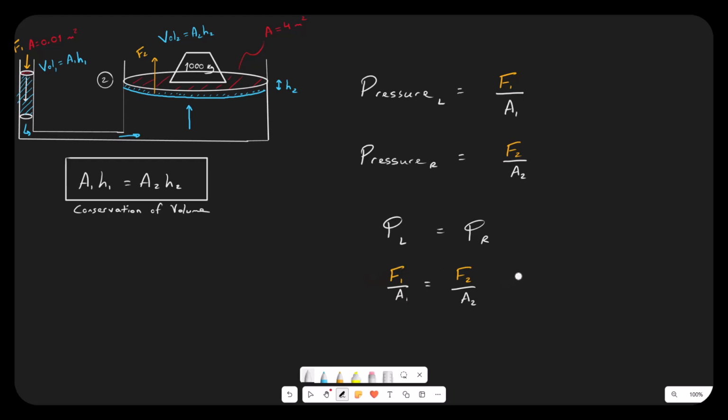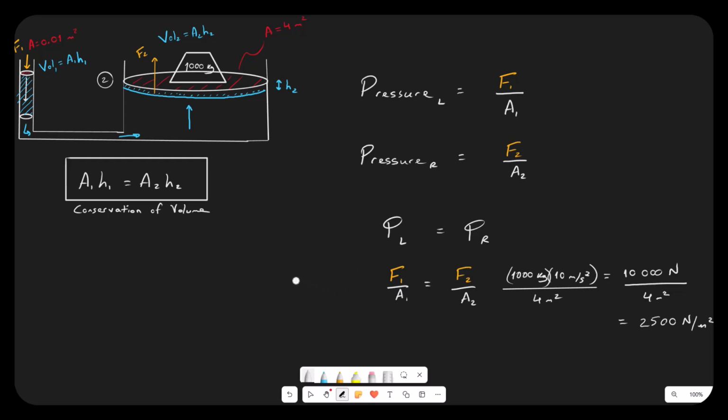Over here, the right side, the force needed to lift this thing is going to be 1,000 kilograms times 10 meters per second squared, equals 10,000 newtons. That's a lot of force. The area is 4 square meters. So the right side of this thing is 2,500 newtons per square meter.